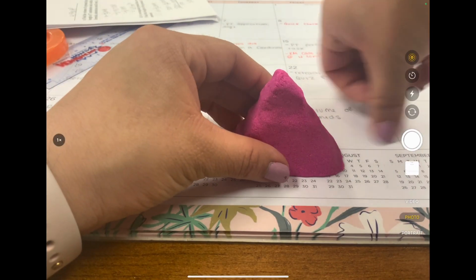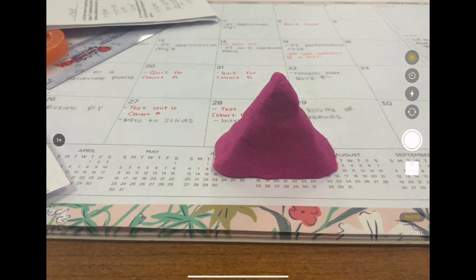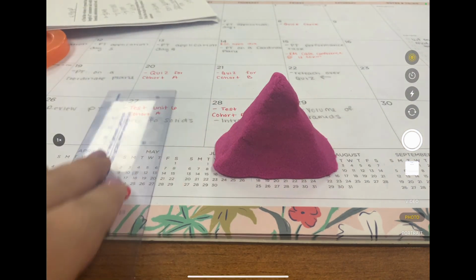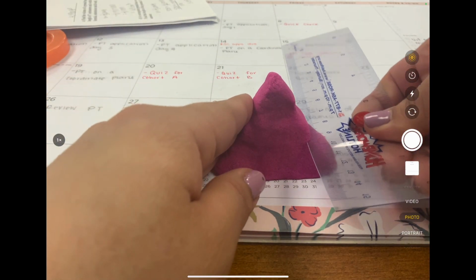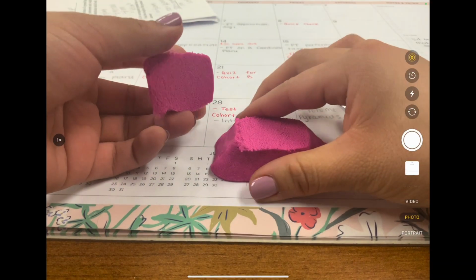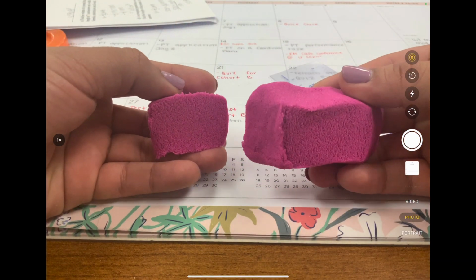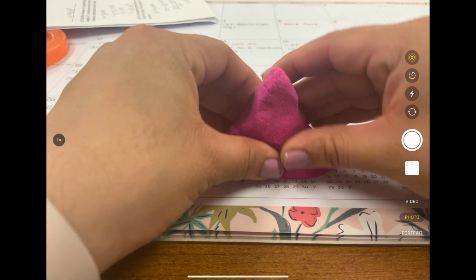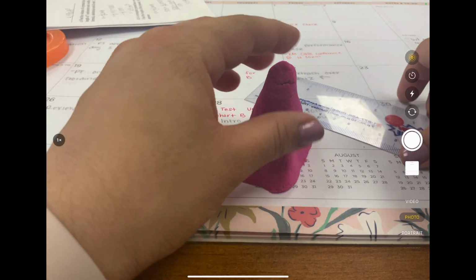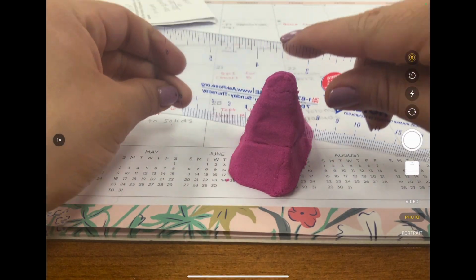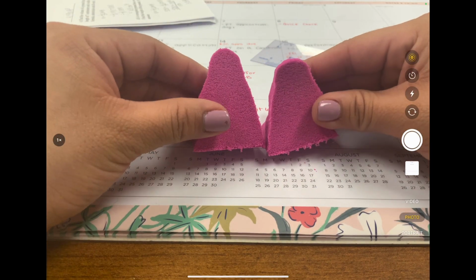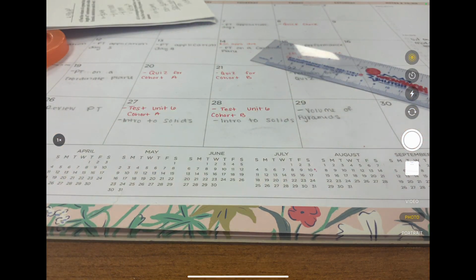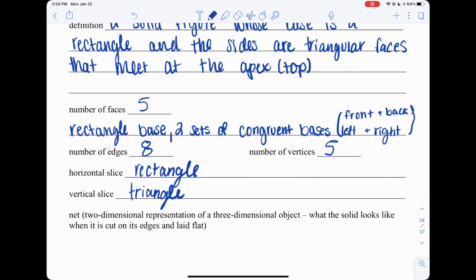Okay, so going to my camera, this is the best I can do for a rectangle pyramid. Okay, if I do a horizontal cut, it's going to give me a rectangle, as you can see. All right, and then if I do a vertical cut, straight down the middle, those are going to be triangles, okay? Now, obviously, it'll look a little bit better if I had actual shapes of those, but that is the best I can do, all right?